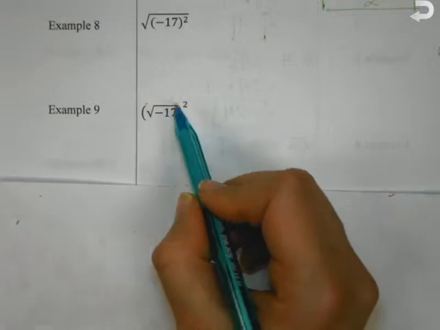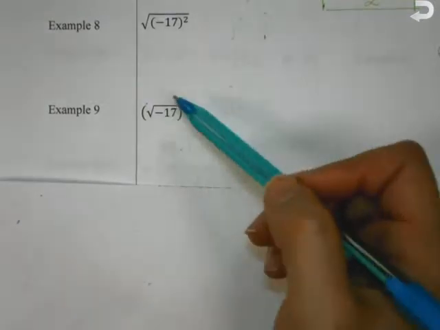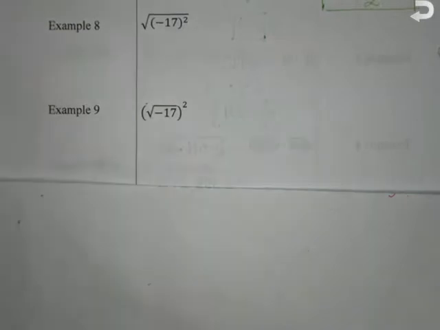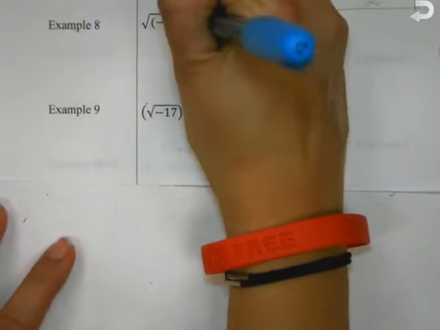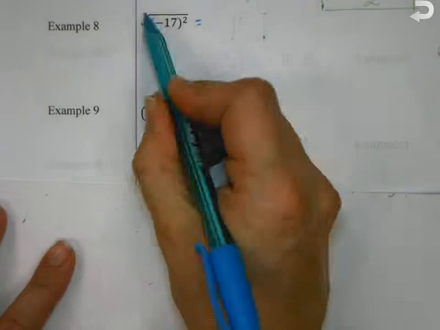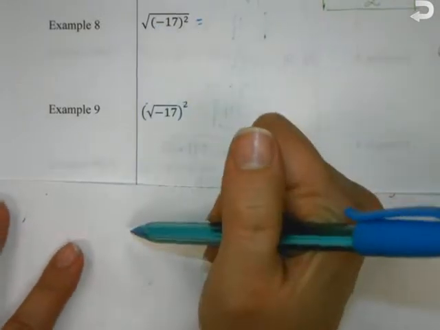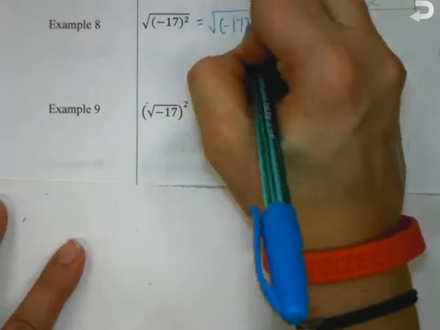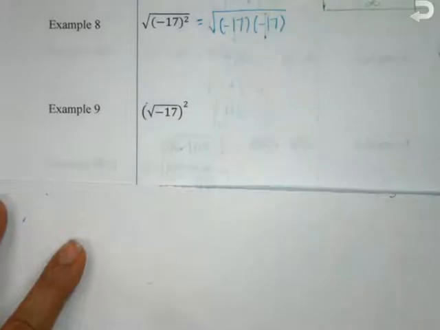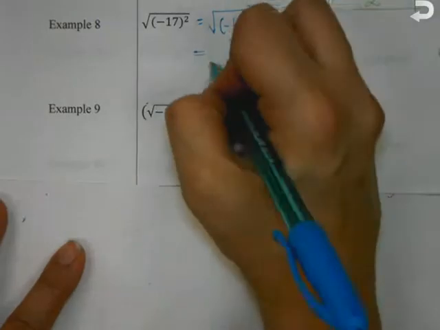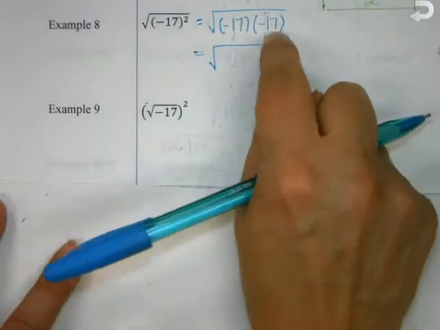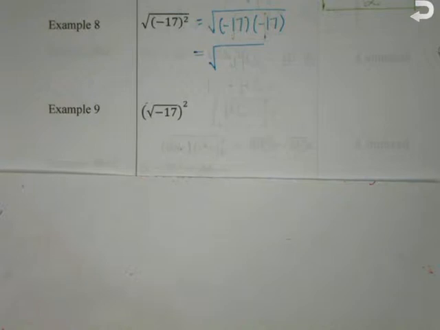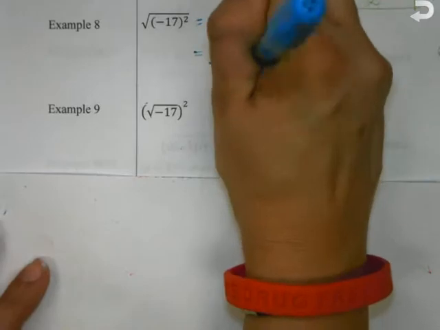Okay, so looking at example 8, let's actually expand this out. Is the whole thing being squared, or just the -17 being squared? Just the -17. So this is the square root of -17 times -17. What's -17 times -17? 289. Positive 289. And what's the square root of positive 289? Positive 17. So if the inside is being squared, our answer is going to come out positive.